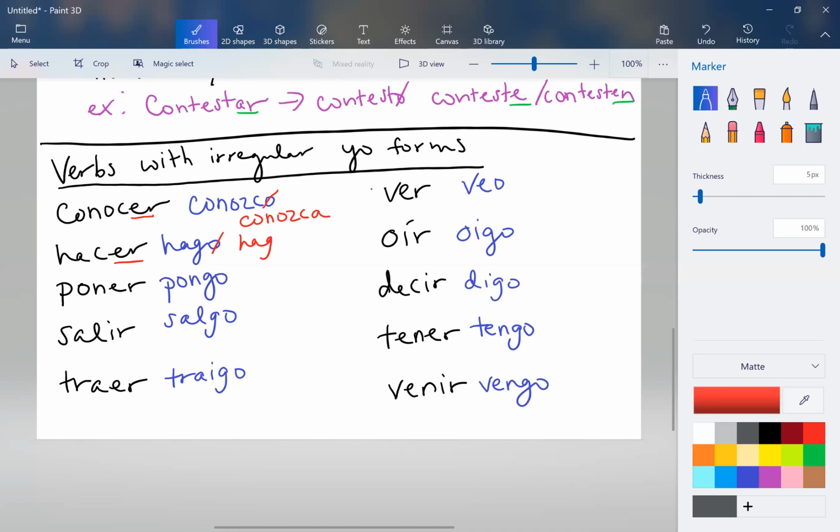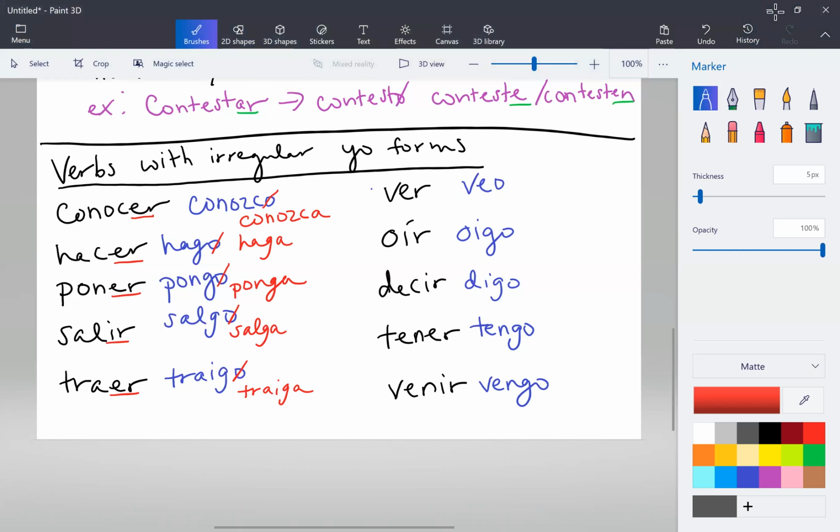Haga. And for poner, ponga. For salir, salga. For traer, traiga.